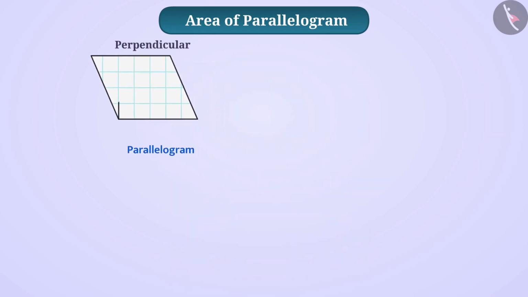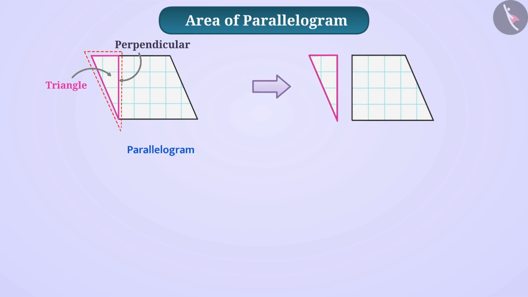Draw the perpendicular from one of the vertices of this parallelogram on its opposite side. You will get this type of triangle. Cut and separate this triangle from the parallelogram. Keep this triangle on other side of the parallelogram as shown.